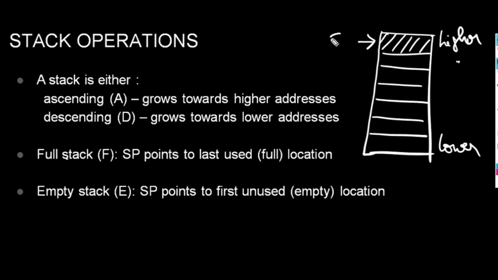Either it can be pointing at this particular location, which is called a full stack, or the second option is it will be pointing to the next location. So what does that mean? If the stack pointer always points to a location which is filled with some data because of a previous operation, then it is called a full stack. And if the stack pointer always points at the empty location which is next to the last used location, then it is an empty stack.